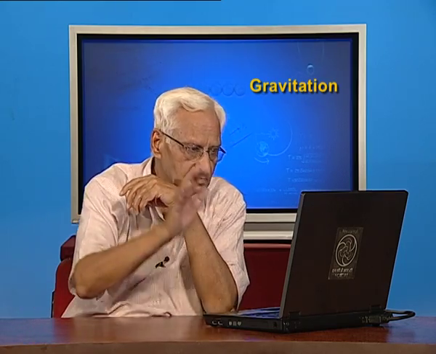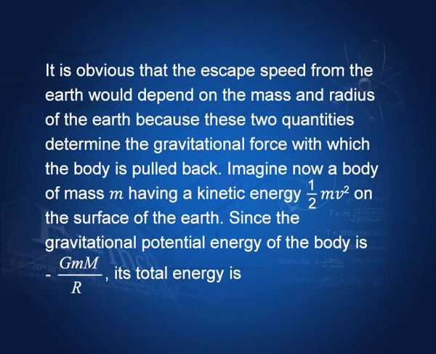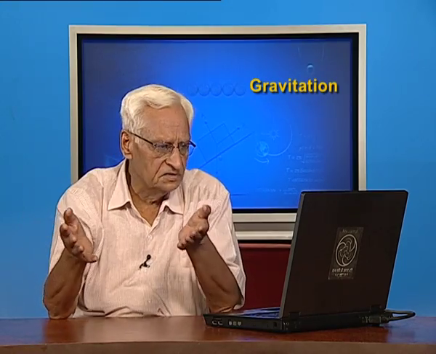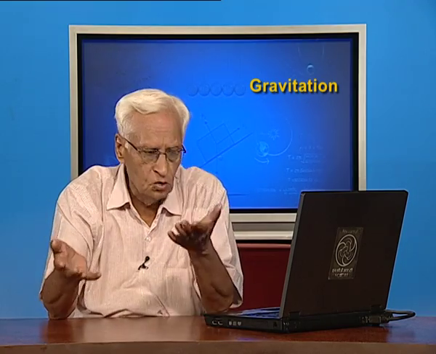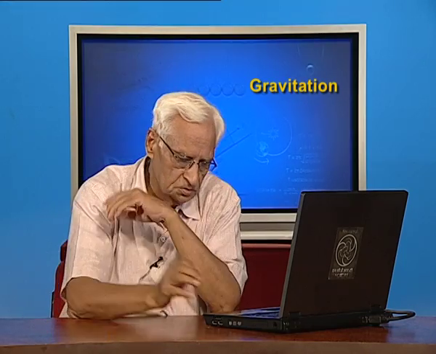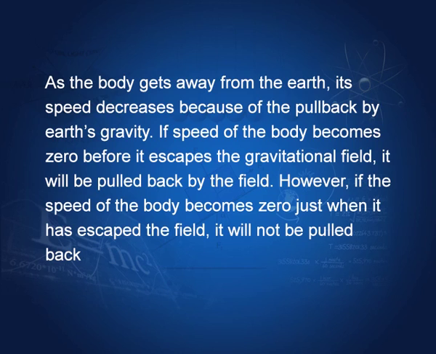It is obvious that the escape speed from the earth would depend upon the mass and radius of the earth, because the strength of the field is dependent on the mass of the earth and the radius of the earth. Therefore, the escape speed would also depend upon this. So, let us write the energy of a particle on the surface of the earth. It has kinetic energy half m v squared, it has potential energy minus G M m by R. Therefore, this is the total energy, and we have seen that this is generally negative for the particle to be bound to the earth.